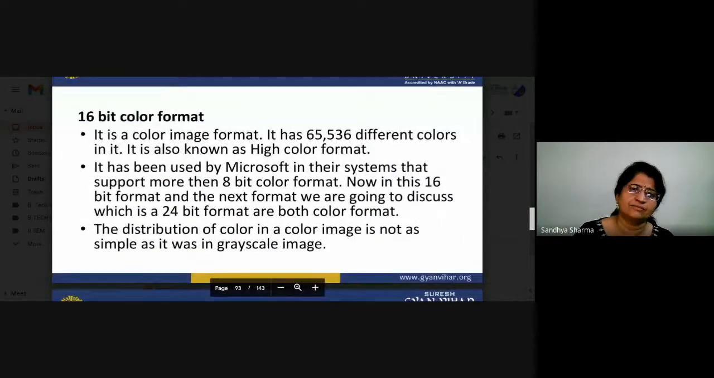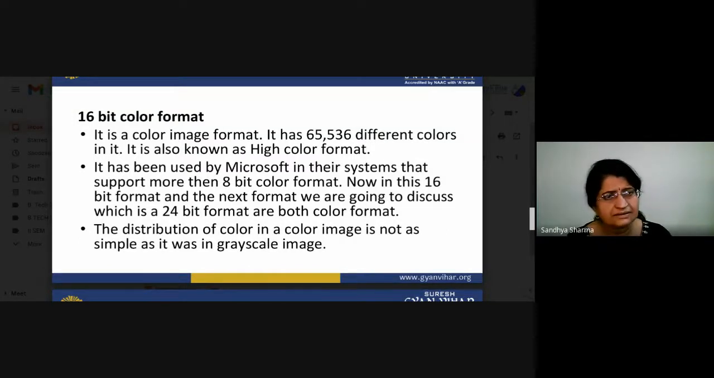Now, the 16-bit color format. If we are working on the 16-bit color format, or 16-bit BPP, that is a basic color image format, and it has 65,536 different colors in it. It is also known as the high color format. Next, the format we are going to discuss is the 24-bit color format. So these are all basically higher versions of our color format.